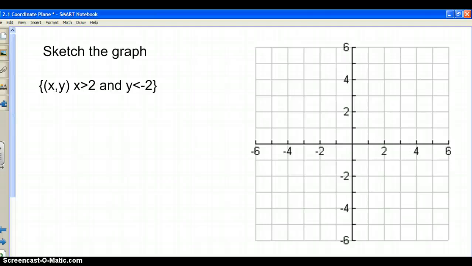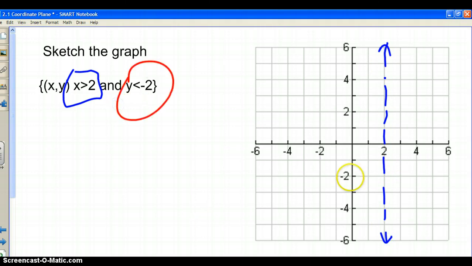Last question. So we've got two different inequalities. Let's graph this one. You should get the hang of this. This is a vertical line at 2. And then this one is a horizontal line at -2. Now, notice what happens here. We're going to have some graphing.